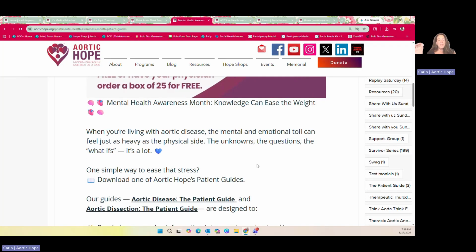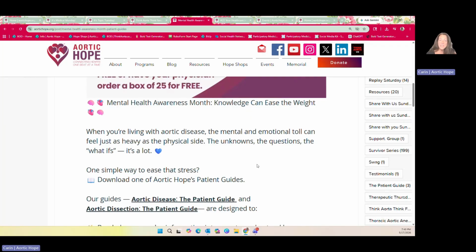When you're living with any aspect of aortic disease, the mental and emotional toll can feel just as heavy as the physical side. You know, I had my dissection in 2015, and just in October 2025, I had my elective valve replacement of my ascending graft, and a LIMA to LAD bypass. It was a lot, right? I didn't know I was asleep. But it still impacts you, when you have the unknown for the rest of your life. It's a lot of what ifs, and they are dangerous.